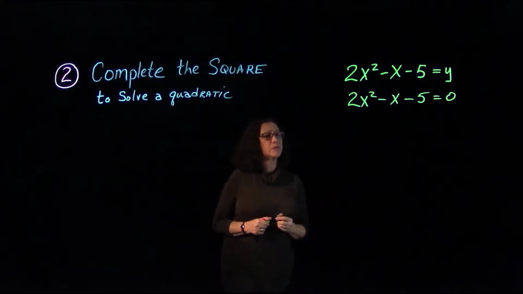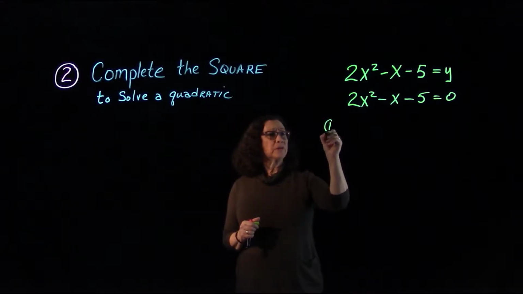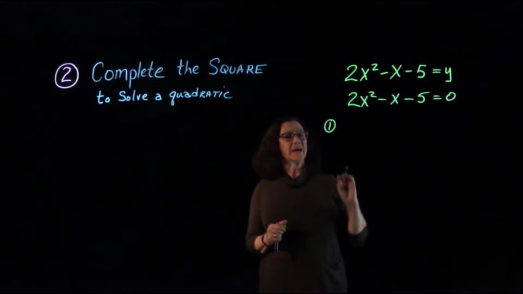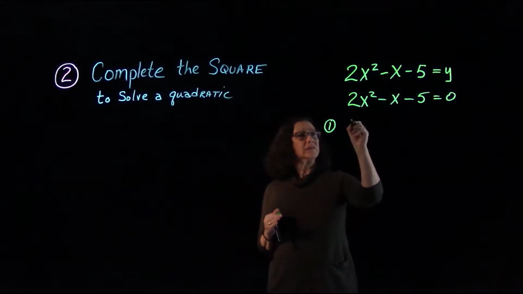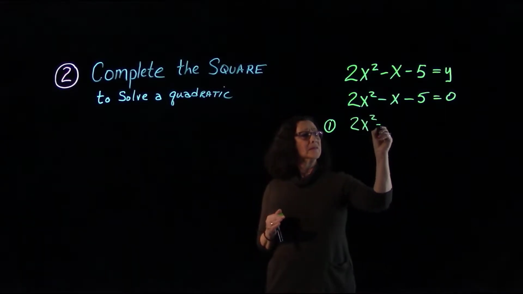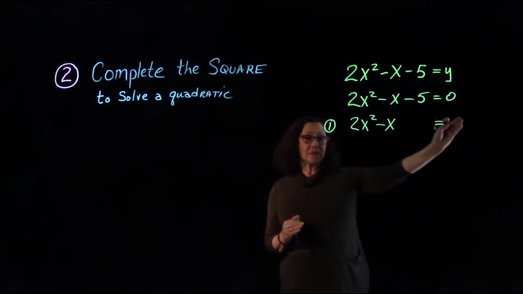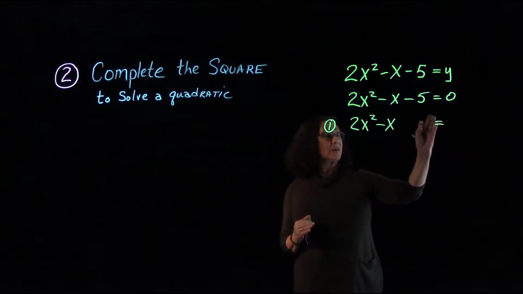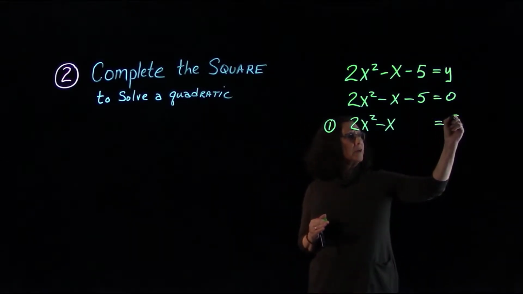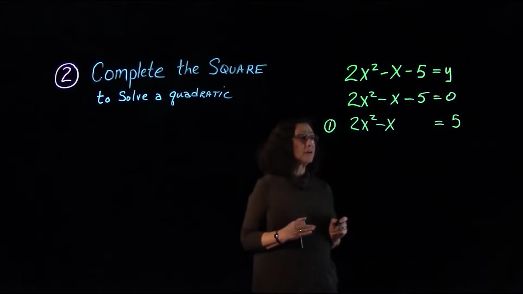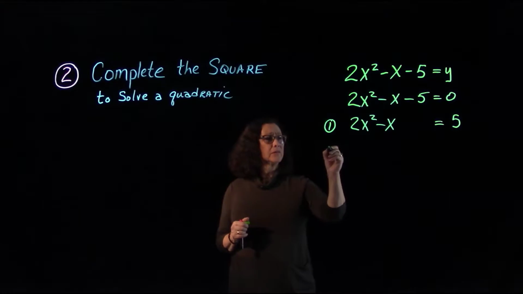The first step for solving using completing the square is we want to isolate the x squared and the x on one side of the equal sign and put the numbers on the other side. In order to get this minus 5 to the other side, we have to add 5 to both sides. That leaves the negative 5 gone over here, and the positive 5 will be on the right-hand side.